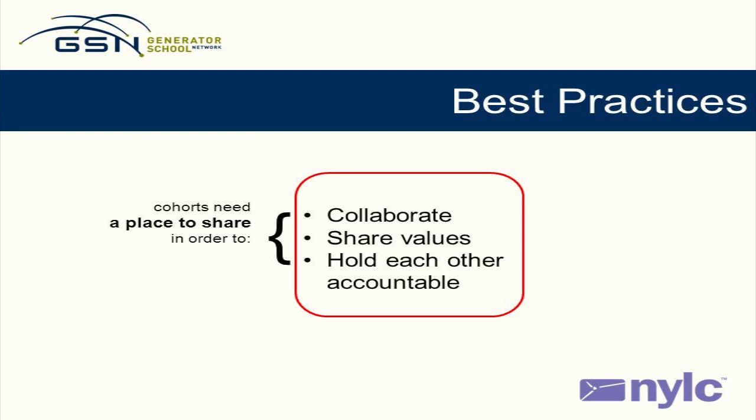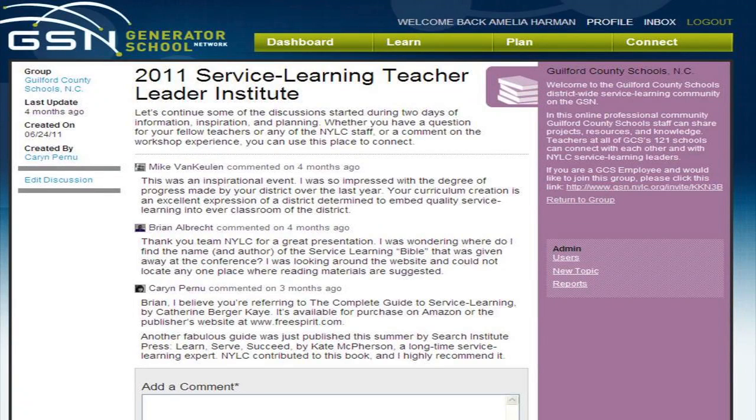So first we have the collaborate section, the shared values, and kind of the holding each other accountable. And we really see this as equaling a place to share. And so one example of how to use the Generator School Network for this is this example here.